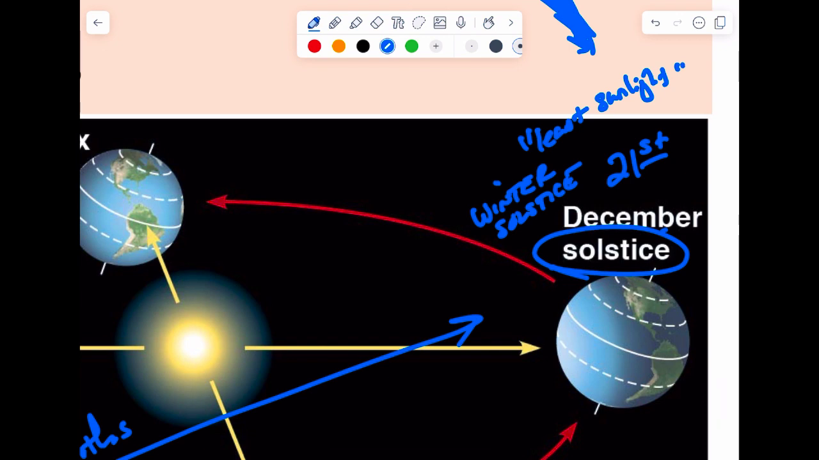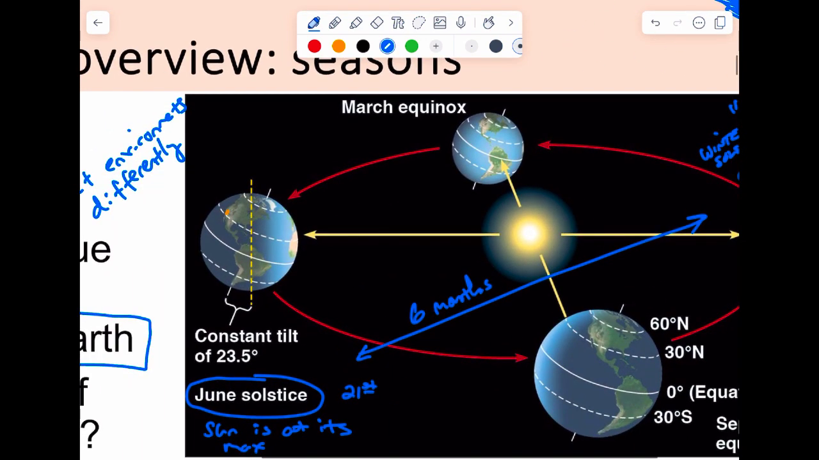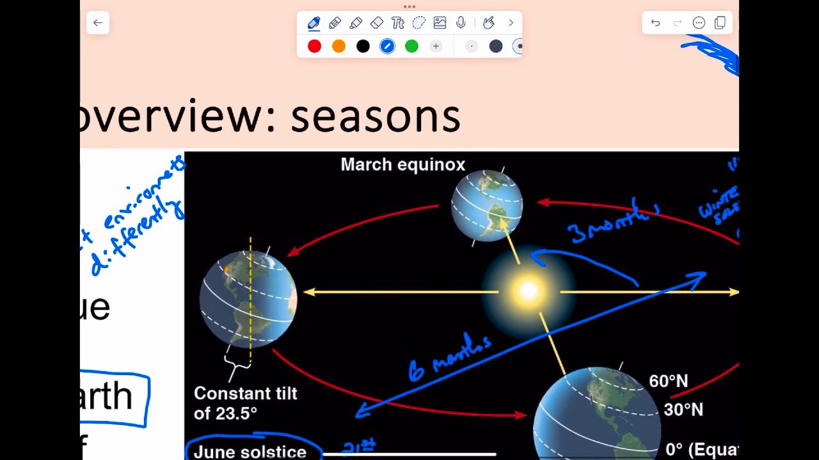Nice. If I were to cut these in between, so most sunlight, least amount of sunlight, at some point we have to have an in-between point, somewhere halfway in between these 6 months. So about 3 months later, we will have a point at which we will have equal daylight and equal night. So light and night are equal. You have about 12 hours of each.